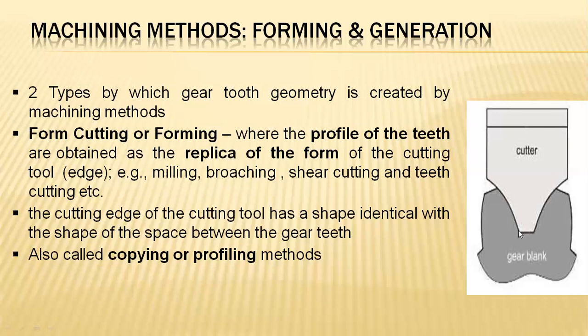For exact maintenance of the dedendum circle, and this is the addendum range of the circle, and this is the dedendum range of the circle, it was perfectly maintained for getting the shapes throughout the circumference of the gap. This is also called the copying or profiling method.